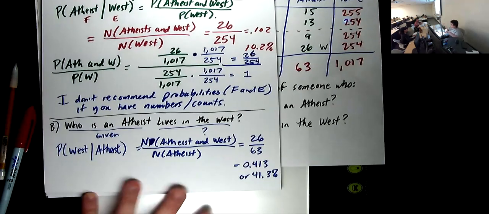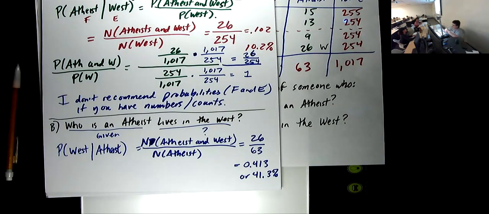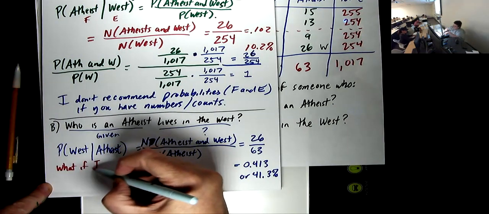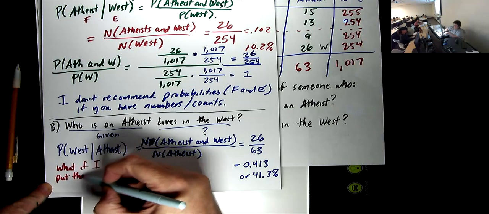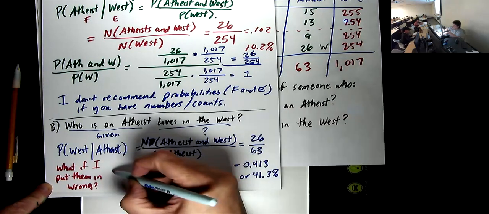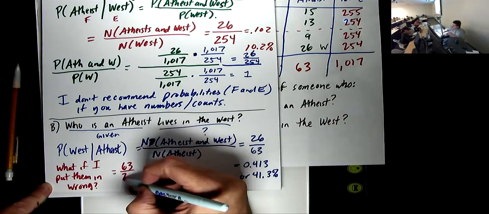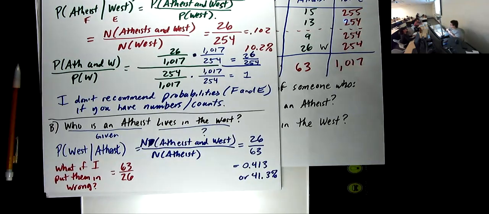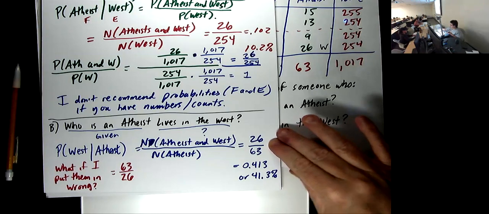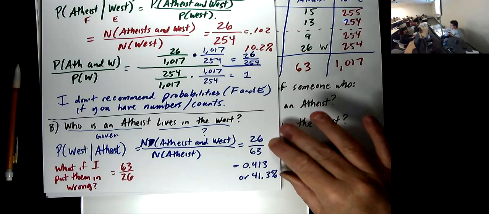All right, so what if I put these numbers in wrong? What if I do 63 over 26? Even if I write them down correctly, if I put them in the calculator wrong, I could write this down, but you would be surprised how many students will treat this as 63 divided by 26 when they put it in the calculator. It's always the top divided by the bottom.